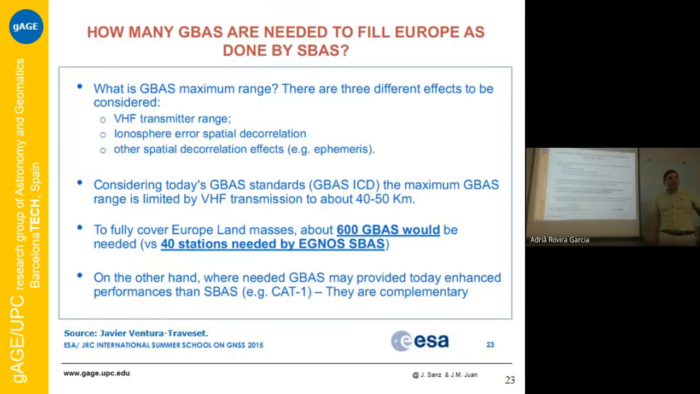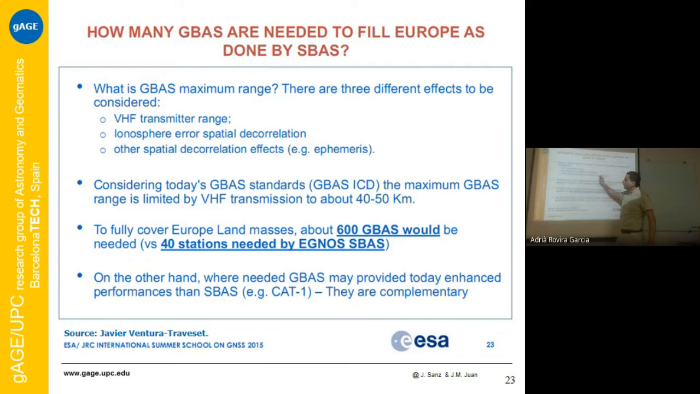Okay, there is a comment here before we finish with the GBAS. That is, how many of these GBAS stations do we need to fill a continent? And this is a question. Okay, this is working very, very nice. But if we want to serve Europe, if we want to serve a very big area, how many? Well, I already mentioned that the VHF link is very limited to 43, 45 kilometers in range.